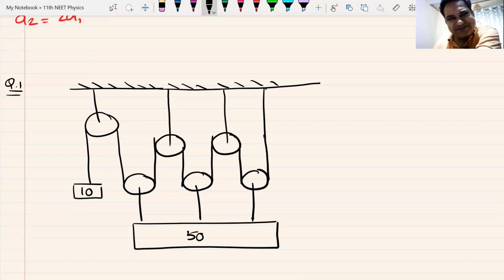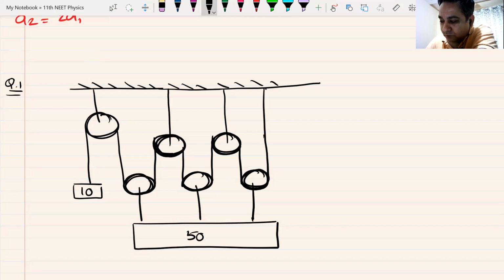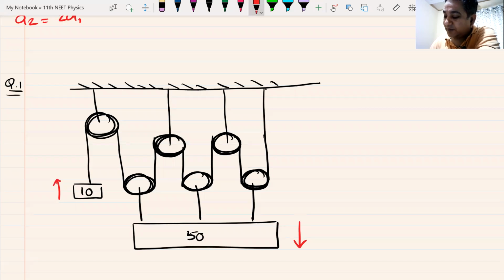What do you think will happen? Which will move down? Which will move up? Which block moves down and which block moves up? What do you think? Intuition. The 50 kg block moves downward. So let us assume that this is moving downwards and this is moving upwards.